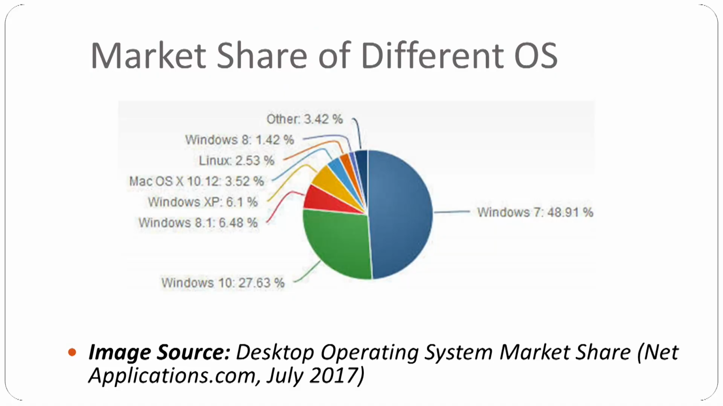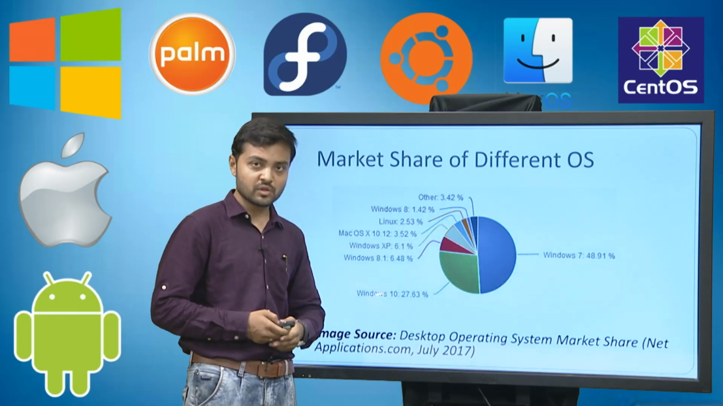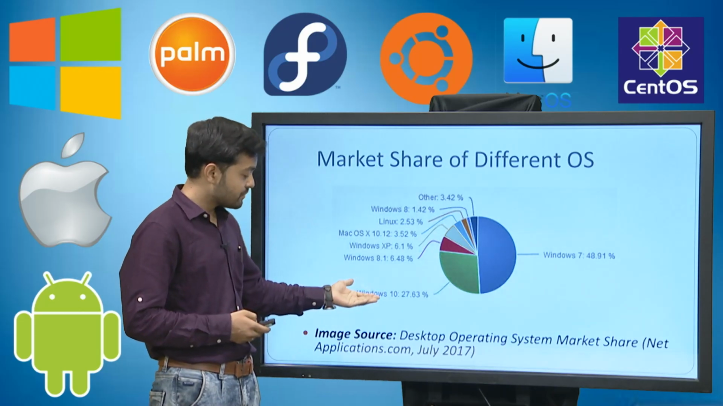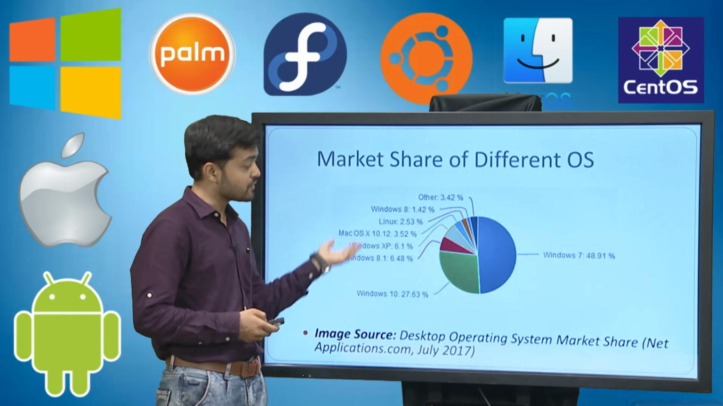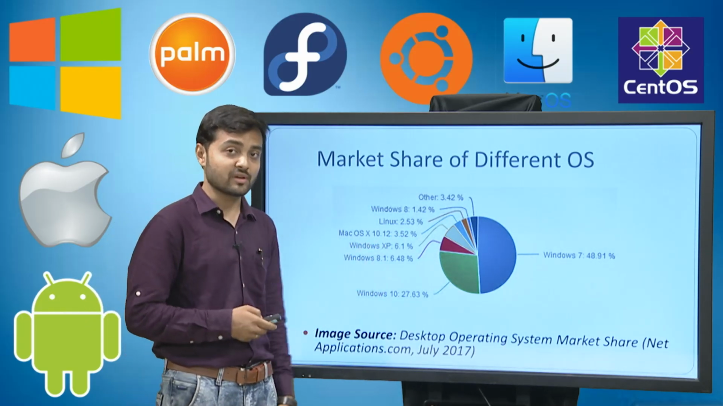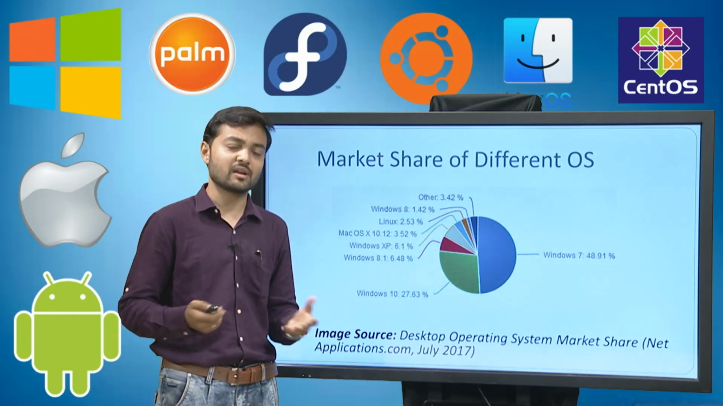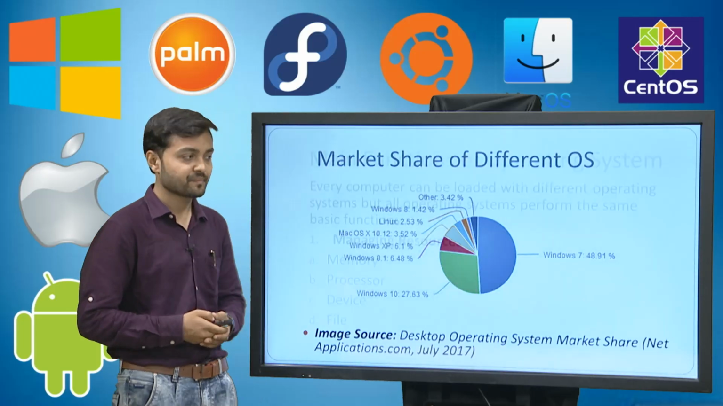So this is the market share of different operating systems. This figure shows the market share during 2017. You can see half of the market share has been taken by Windows 7. Then 25% of market share has been taken by Windows 10. So overall, if you see, Microsoft Windows has taken 80% of the market share. Very few percent of market share has been taken by Linux as well as Mac OS and other operating systems.